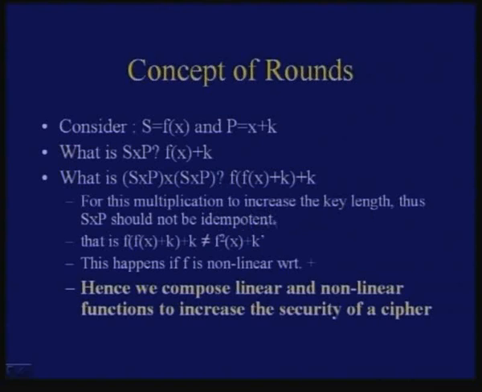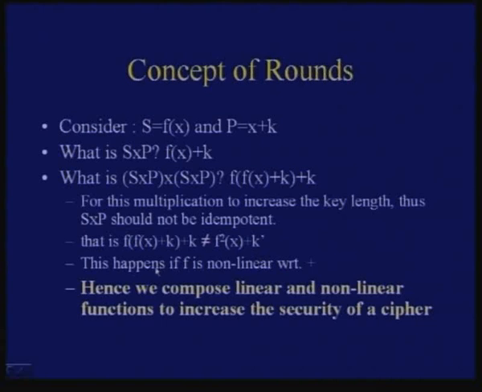So for this multiplication to increase the length of the key, what is needed is that s cross p should not be idempotent. So what we require is that f of (f(x) plus k), when it is added with k, should not be equal to f square x plus k dash. Because if you had a linear function f, you would have distributed this, and it would have computed to some f square x plus some value of k dash. That is exactly similar to your s cross p function: some other application of f, added with the key k.